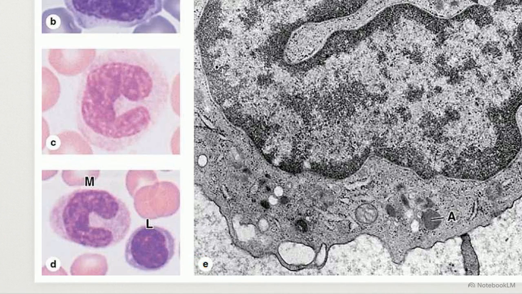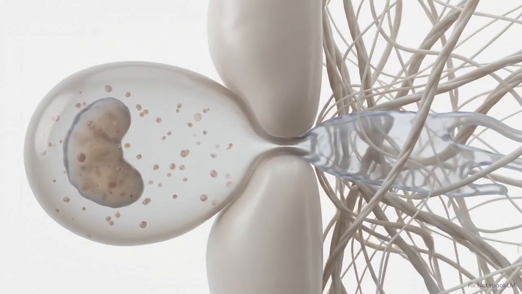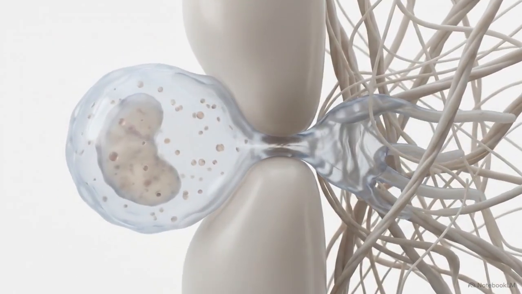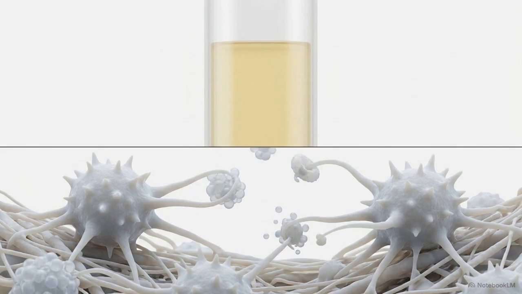Monocytes function as circulating precursors. They roll along the endothelium until chemical signals prompt them to squeeze through the vessel wall and enter the tissue matrix, where they differentiate into macrophages or osteoclasts. The mononuclear phagocyte system bridges the gap between temporary circulating surveillance and permanent tissue-level immunity.